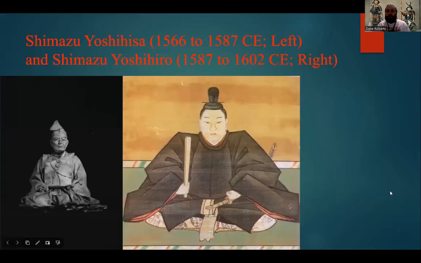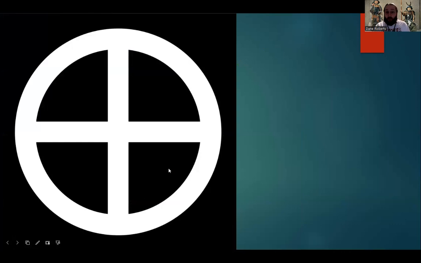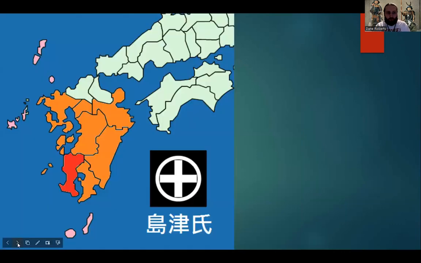Okay, so now we move on to another pair of daimyo, and that is Shimazu Yoshihisa and his younger brother, Shimazu Yoshihiro. Yoshihisa over here, Yoshihiro over here, of the powerful Shimazu clan.